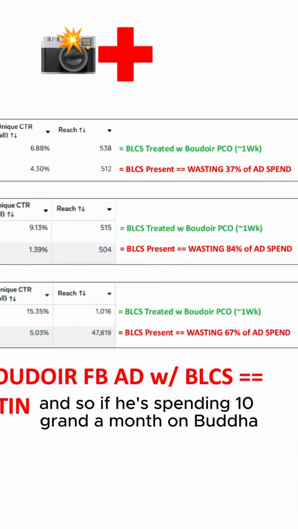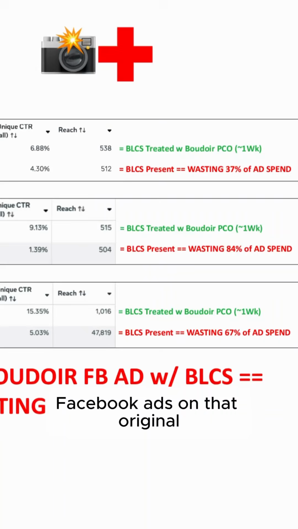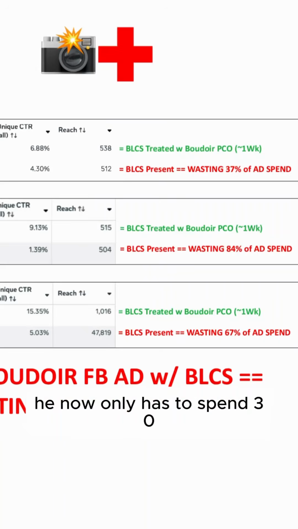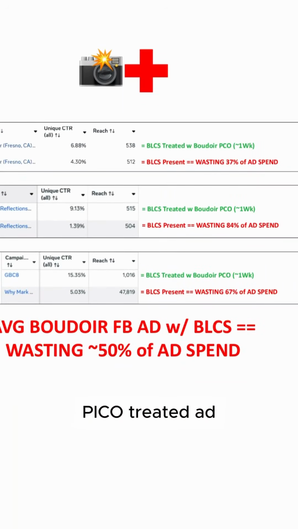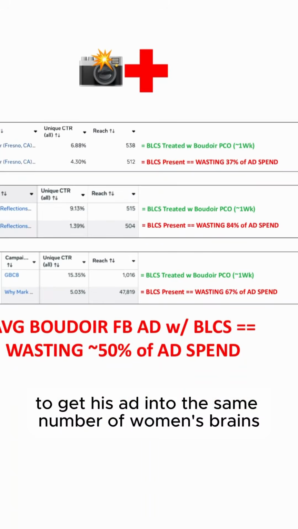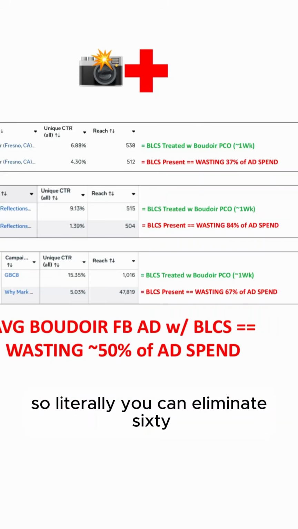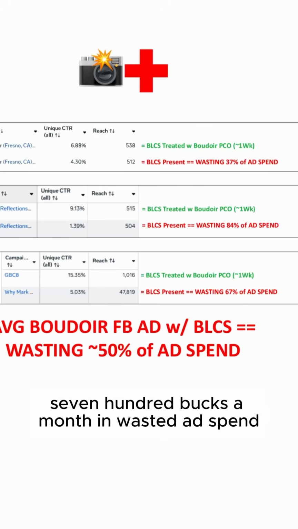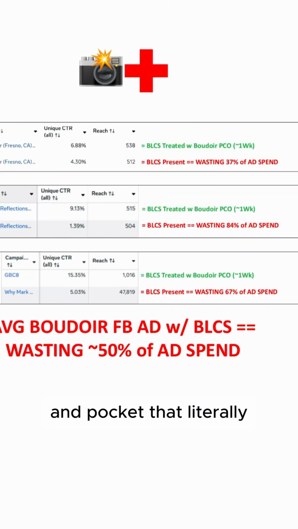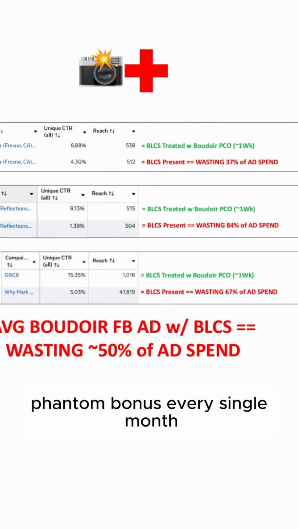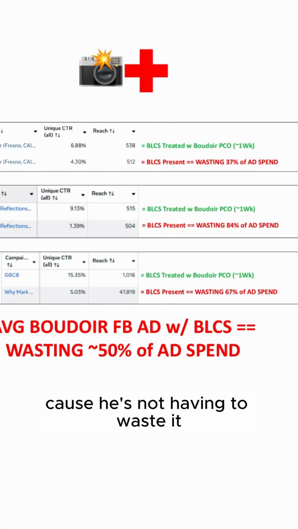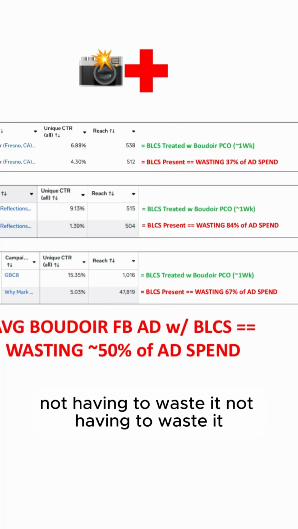And so if he's spending 10 grand a month on Boudoir Facebook ads on that original, he now only has to spend 3,300 bucks a month on the Boudoir Pico treated ad to get his ad into the same number of women's brains in both scenarios. So literally he can eliminate 6,700 bucks a month in wasted ad spend and pocket that, 6,700 bucks a month phantom bonus every single month, because he's not having to waste it.